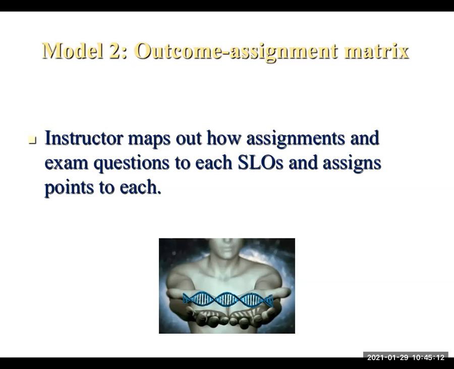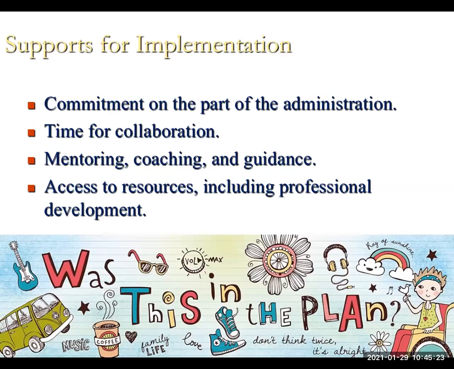In the outcome matrix model, students see the relationship between outcomes, assessments, and grades. This method is closer to traditional grading and maintains a higher level of instructor control.